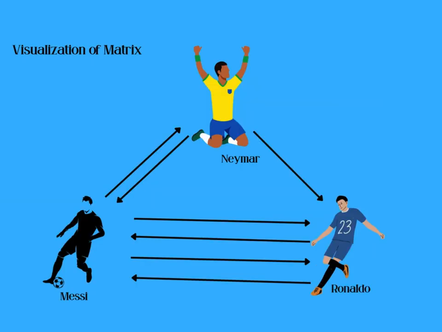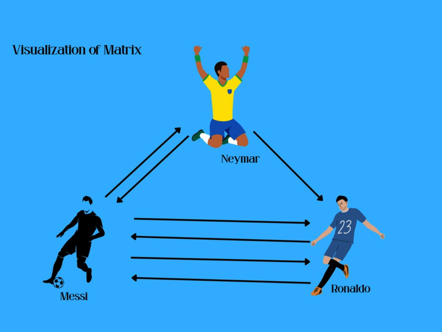So let's try to visualize a matrix. We are taking an example of a football match. We are all familiar with football matches, so we all watch it. We have three players, Messi, Neymar, and Ronaldo. It's unlikely that these three players will be on the same team, but for the purpose of understanding matrix, we can take this example that Neymar, Messi, and Ronaldo are on the same team. So let's try to understand it.